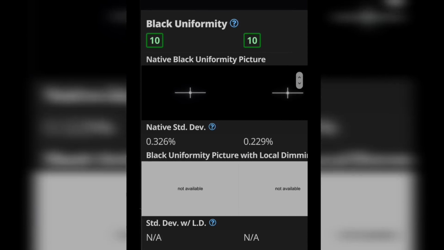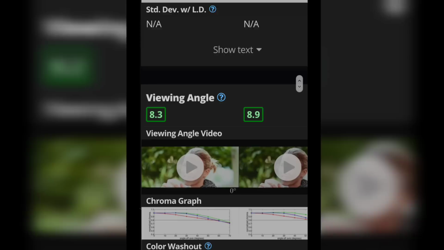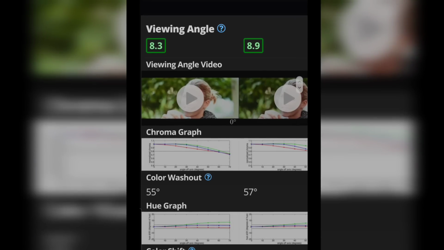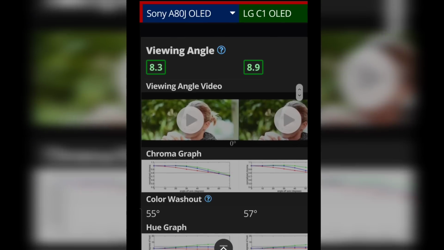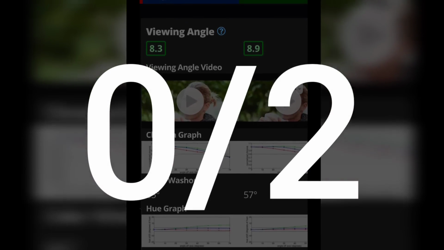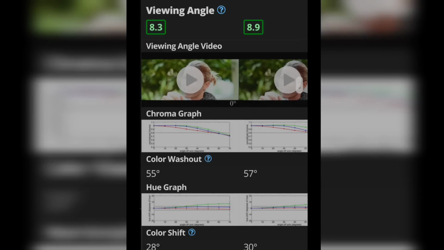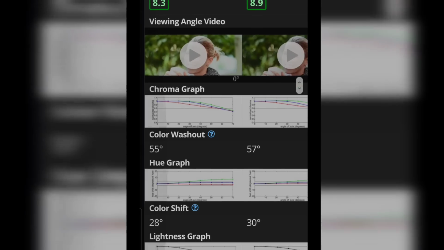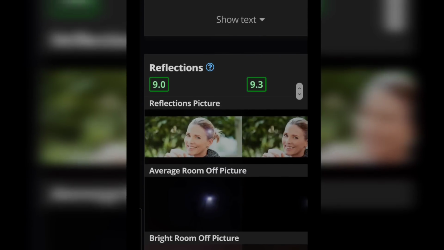Okay, so then we have the same black uniformity, but viewing angles are different. So at an angle, the win goes to the LG C1, because you're going to have more color shifting on that Sony than you will on that LG. So now, effectively, in two areas, we've established that the LG C1 is better. Gray uniformity and viewing angles. Those are two big areas for the C1 to be better in. Now, let's continue to scroll.